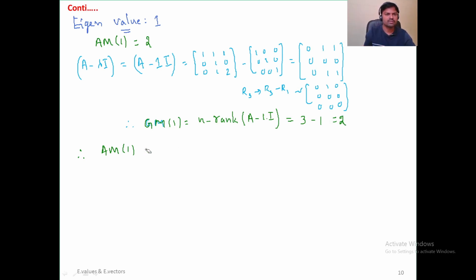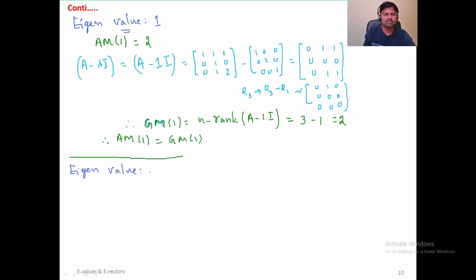So conclusion: the algebraic multiplicity of the eigenvalue 1 is equal to the geometric multiplicity of the eigenvalue 1. So it is verified. Next I have to verify the second eigenvalue. Same idea.